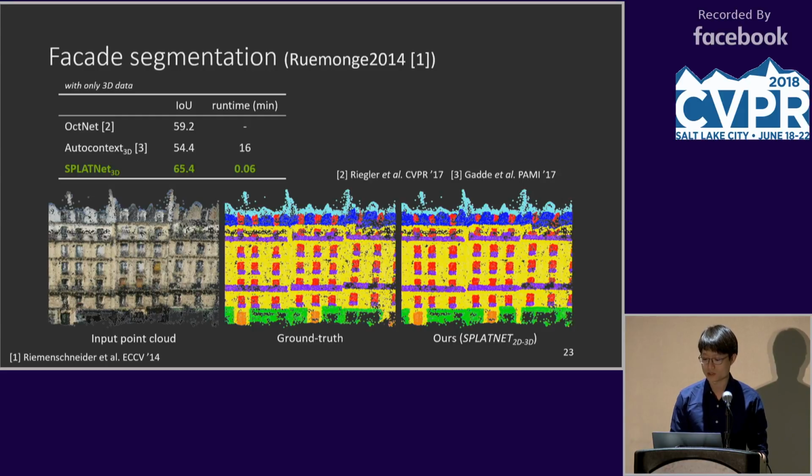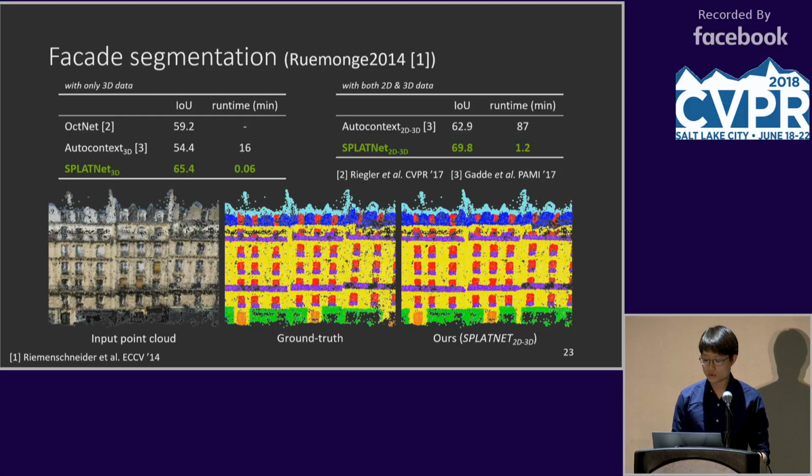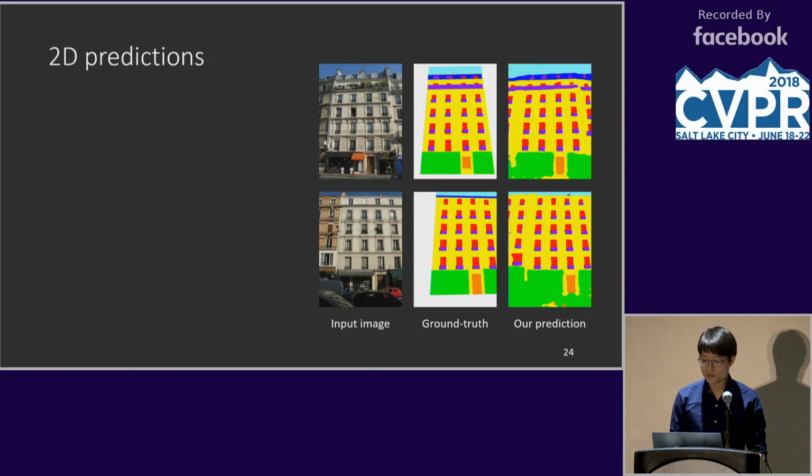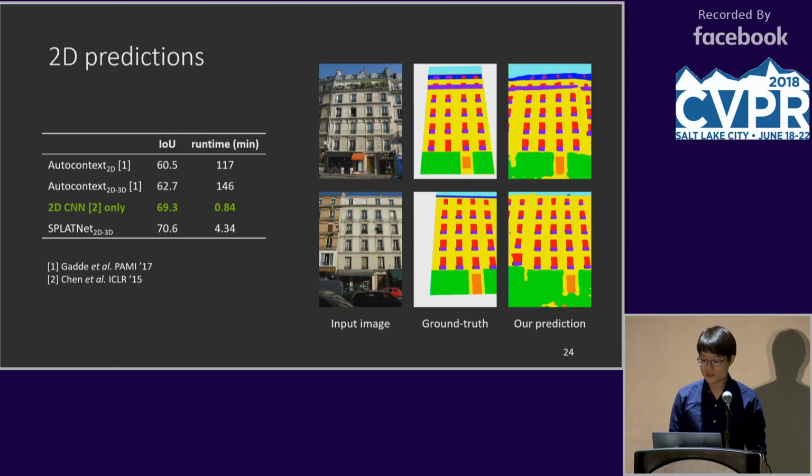while having competitive runtime. Using our joint model, the IoU is further increased, showing improvement over previous joint methods on this benchmark. Our joint 2D-3D model also helps improve 2D predictions. Here, the second column is the ground truth, and the third column is our prediction. In the table, we can see that while the 2D CNN we trained with images only is already very strong, our joint 2D-3D model using the same 2D CNN as backbone achieves additional improvements.